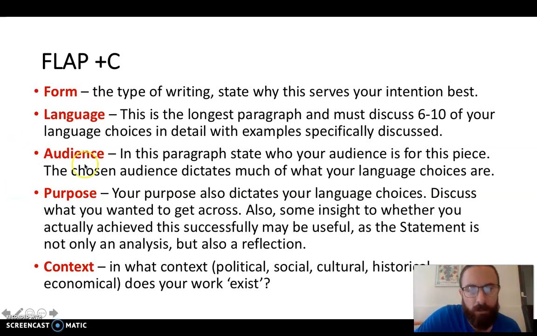This was taken from when we had to write statements of intent. I still encourage students to do that planning, not a statement of intent, but plan where you're thinking of the form, the language, the audience, the purpose, and the context. So it would be worthwhile for you now to copy that down. It might be a good idea to pause the video just there.